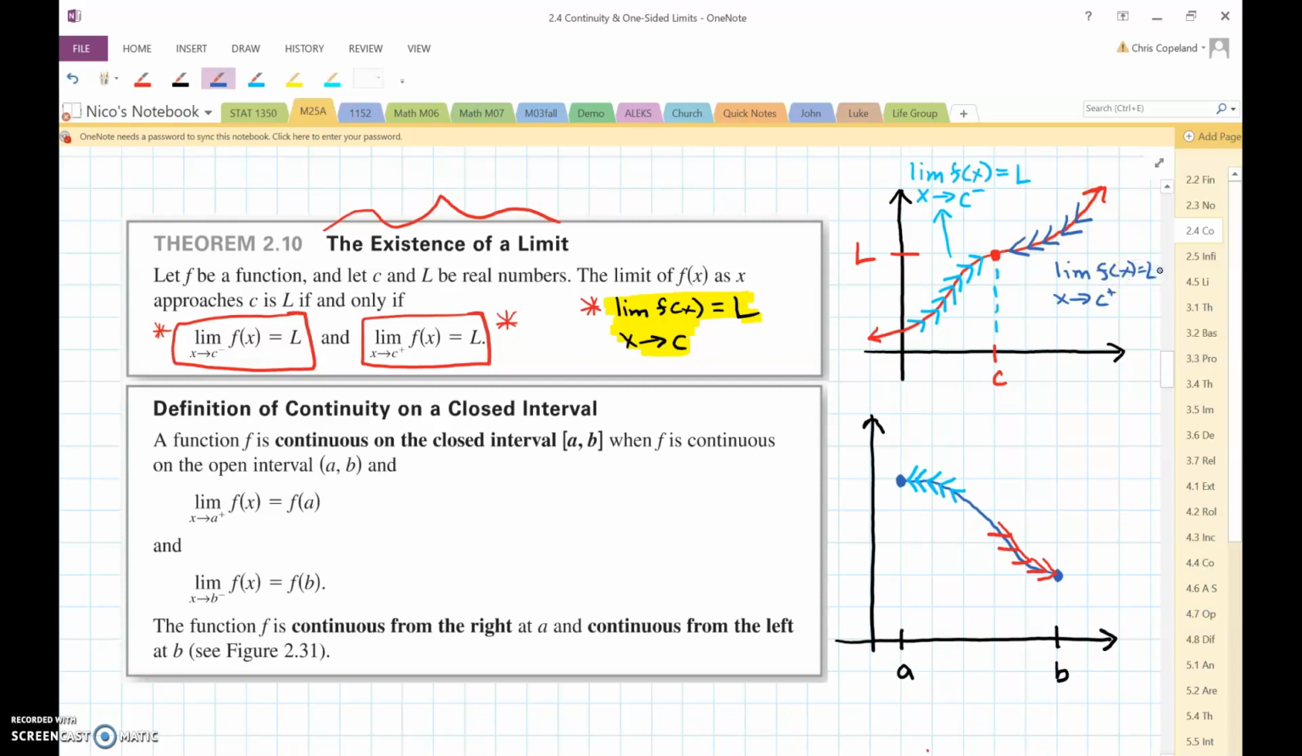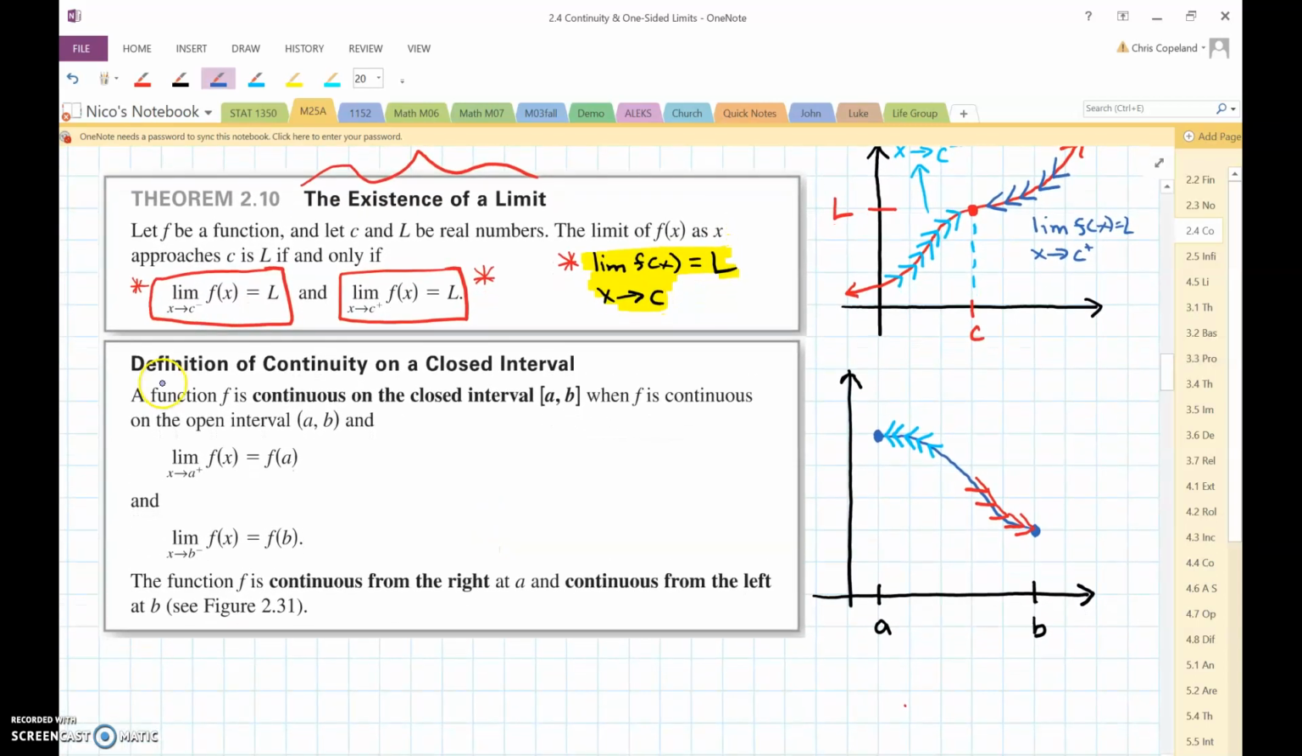If you have both of those one-sided limits, they both equal L, whatever L stands for, then you conclude overall the limit as x approaches c is equal to L. So that's just the idea of one-sided limits here. We've talked about that before. I think we have a pretty good grasp of that.